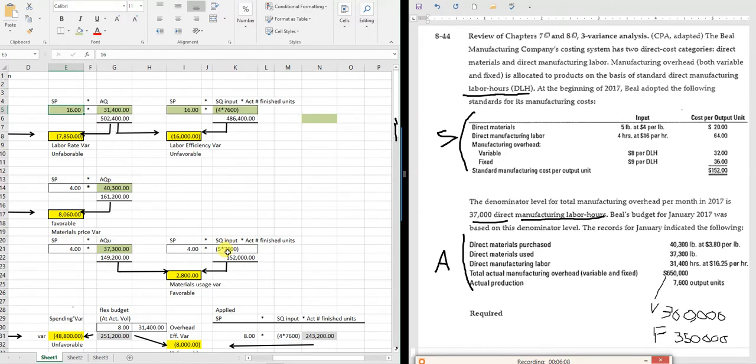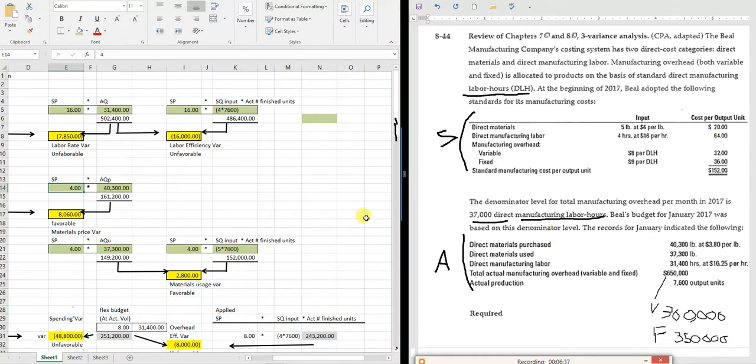And my materials is denominated in pounds. So I have 5 pounds at $4 a pound. So 5 pounds times 7,600. And then I have my $4 a pound. So again, in each of these items, I'm double checking that I have the price per pound and my quantity is in pounds. So don't leave this in finished goods and don't pick up the cost per unit.